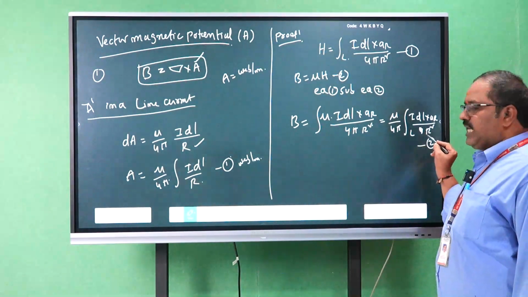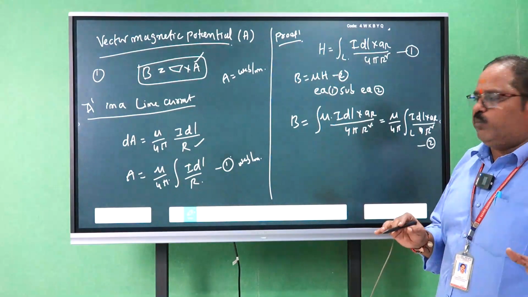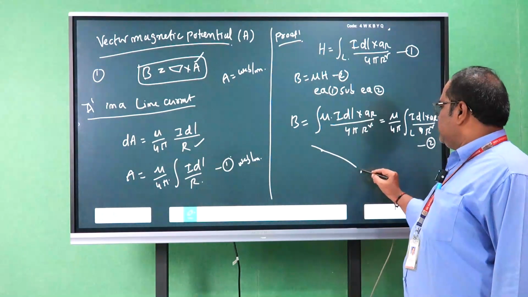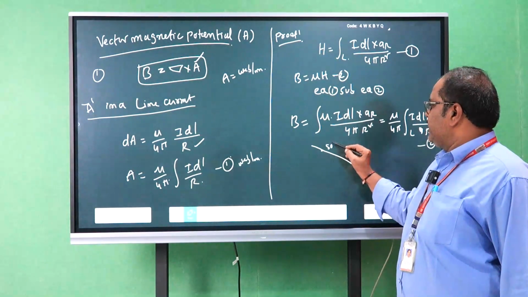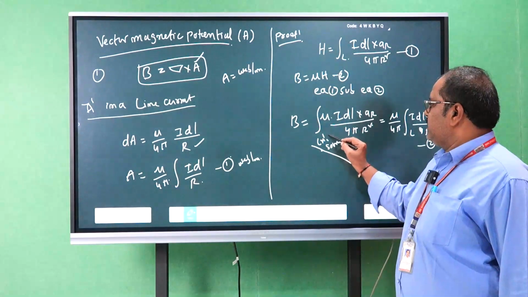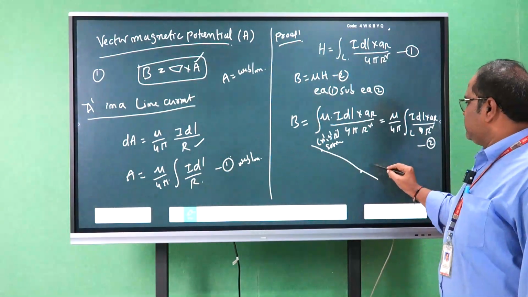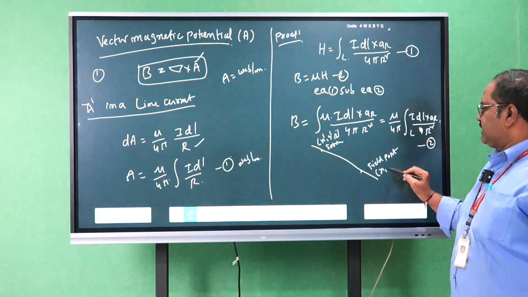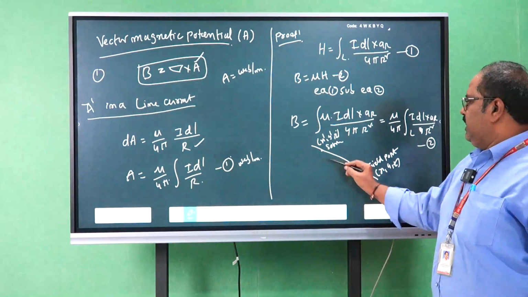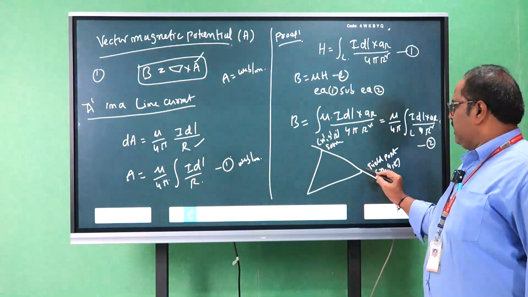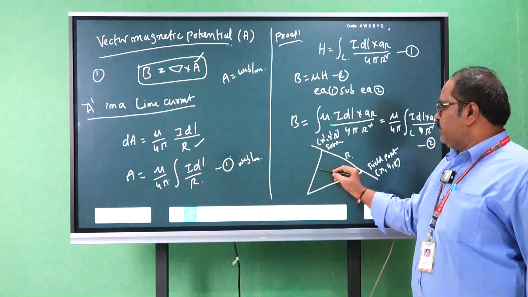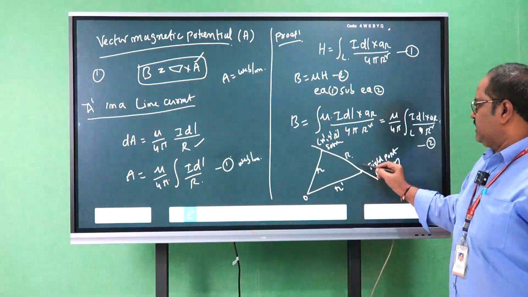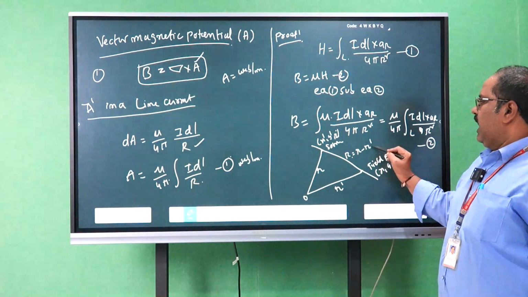What is R? R is the distance from the source point to the field point. This is the source point, represented as x dash, y dash, z dash. This is the field point, denoted as x, y, z. This line joining them is the distance R. This is the position vector R, this is the position vector R dash, from the origin. R is equal to R minus R dash.